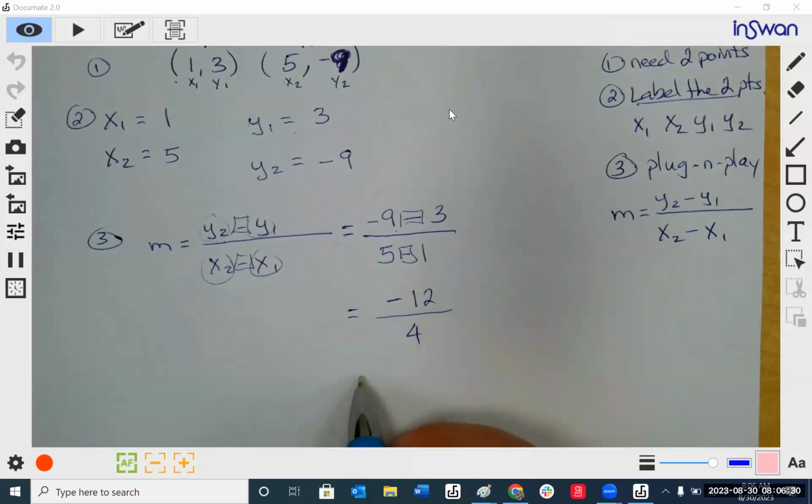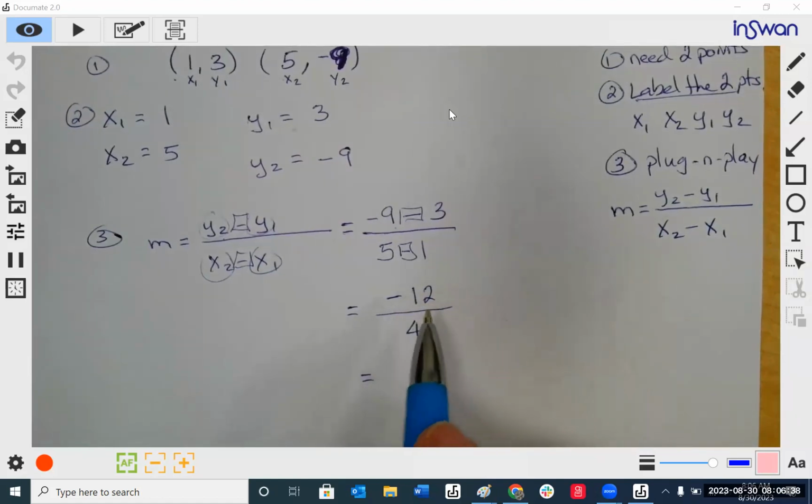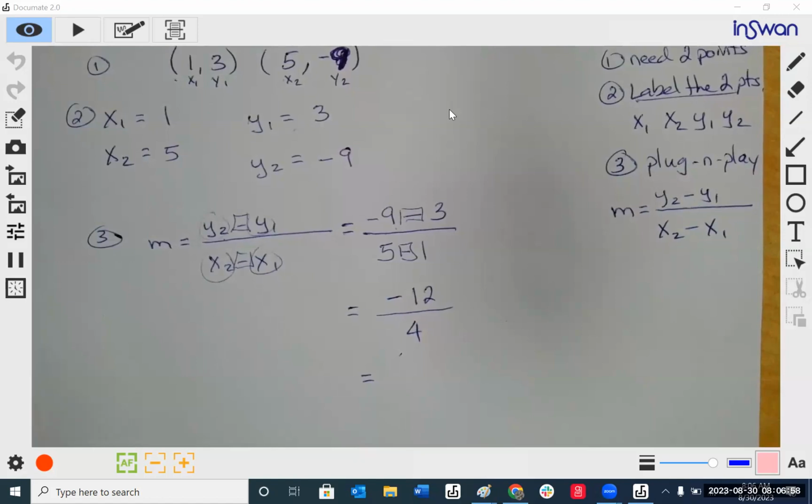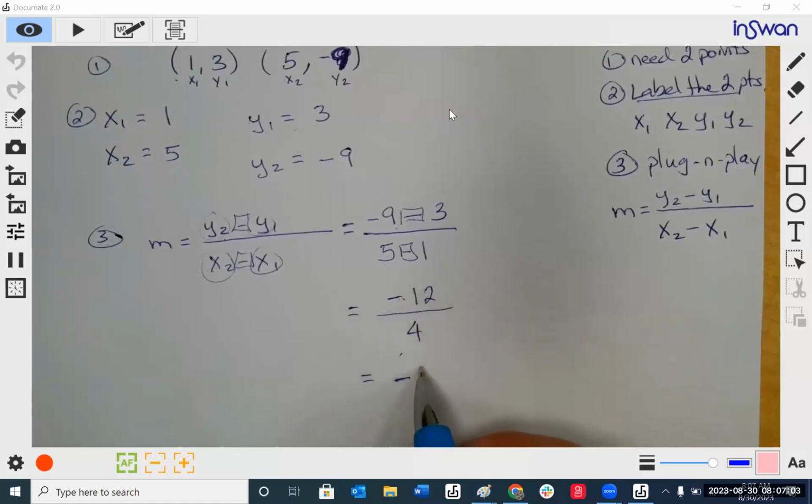So is the answer positive or negative? Yeah, because whenever you have multiplication and division, I'll talk about this a little bit later on today also. But anyway, whenever you have multiplication and division, count the number of negatives that you have. If you have an odd number of negatives, the answer is negative. 1 is odd, so the answer is negative. 12 divided by 4 is 3, so that's our slope: -3.